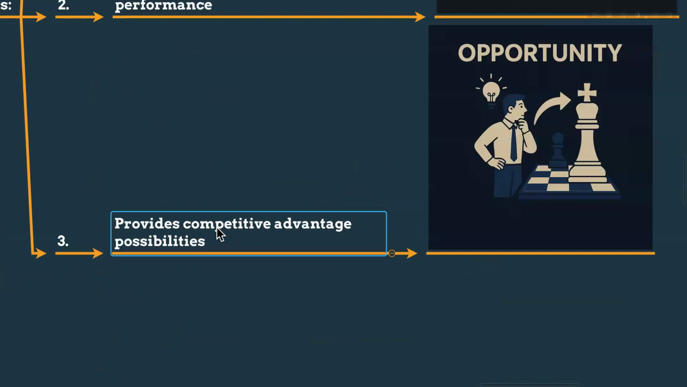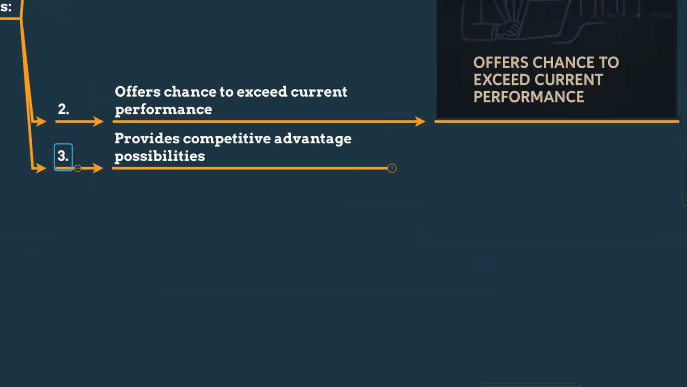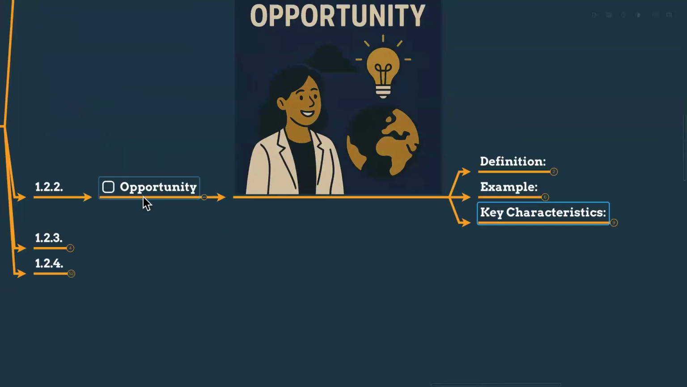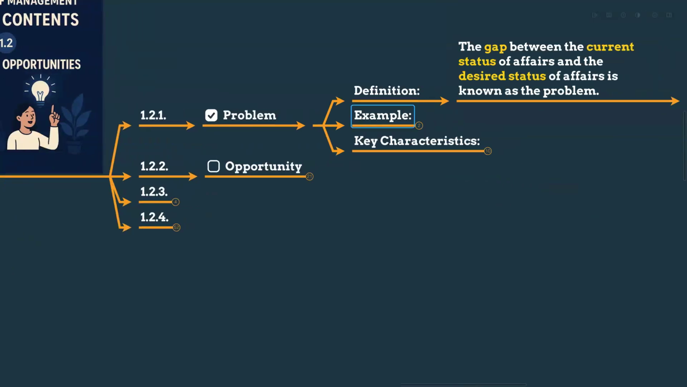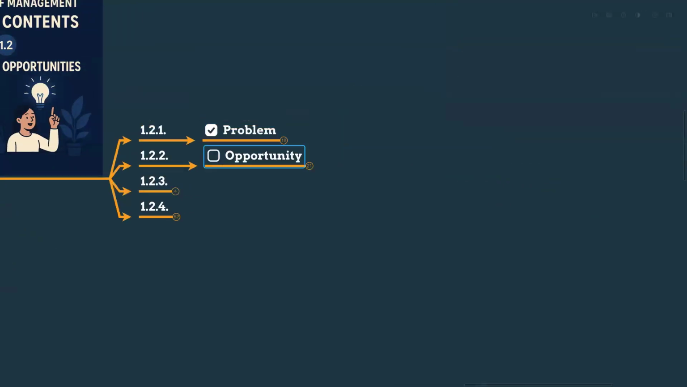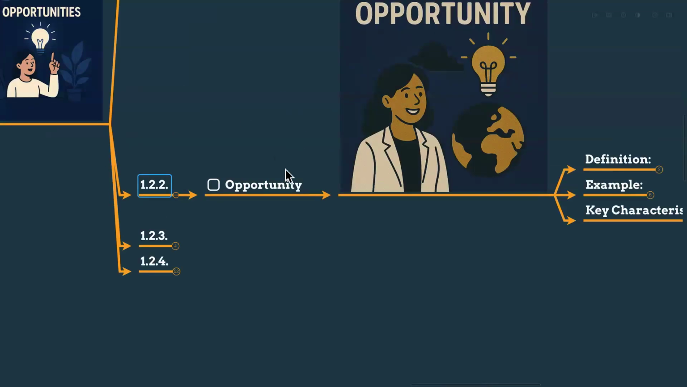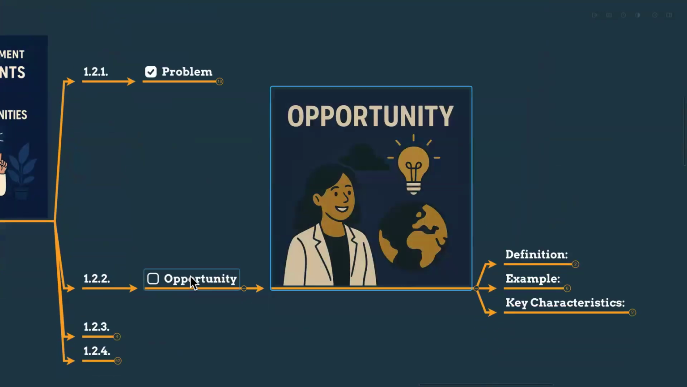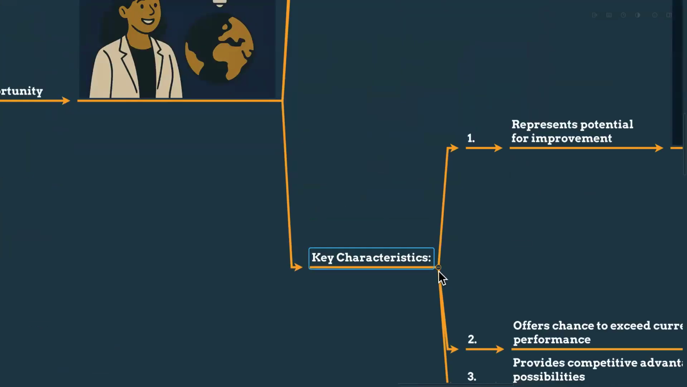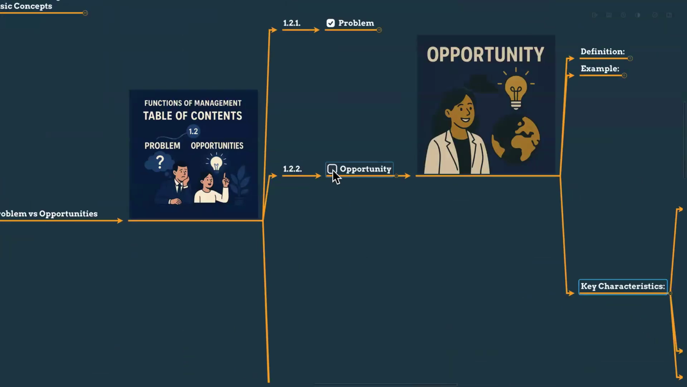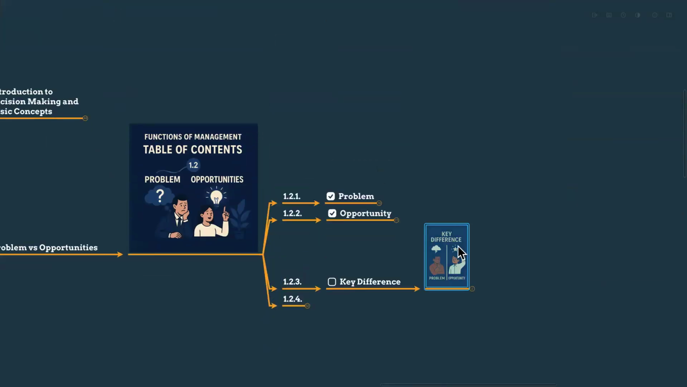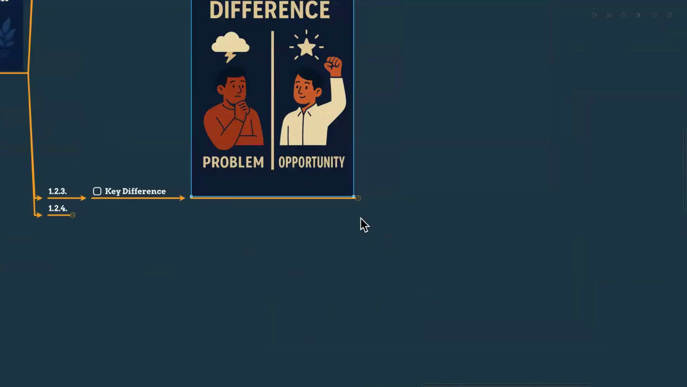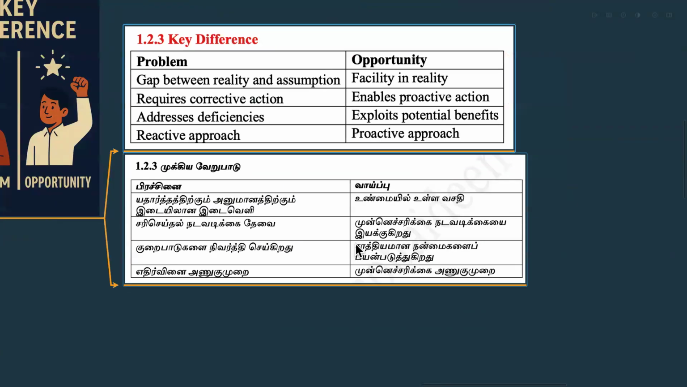Usually that's a characteristic, right? You know about competitive advantage, right? So these are the key characteristics of opportunity. So now you know the problem versus the opportunity. You know about the key characteristics of opportunities, examples, right? Everything. So now, my dears, let's think about the key differences between problems and opportunities, right?